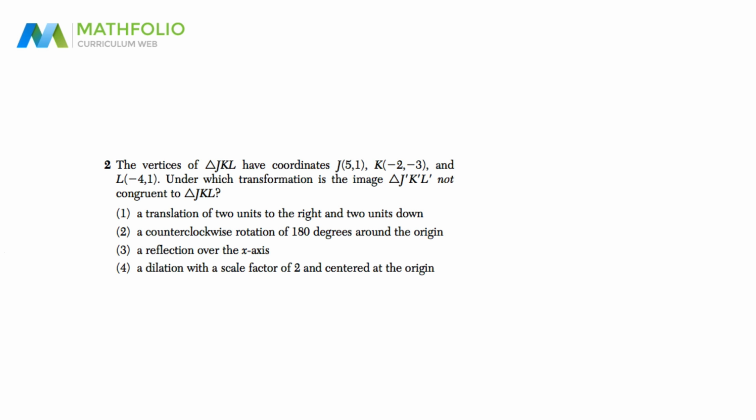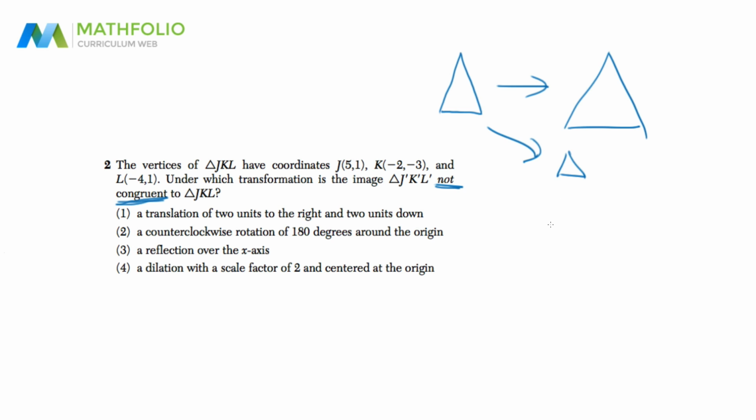Okay, question number 2. It says the vertices of triangle JKL have these coordinates, and it asks under which transformation is the image J prime, K prime, L prime not congruent. So you start off with a triangle, and the coordinates themselves are not really all that important, but you end up with a triangle that is not congruent. What would make this triangle not congruent? It would probably be something that is either bigger, or the shape itself shrinks and becomes smaller. So this would be a dilation.